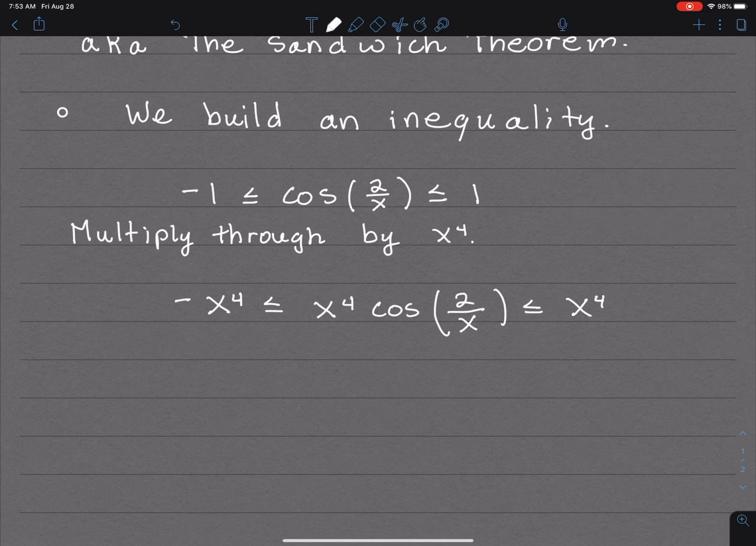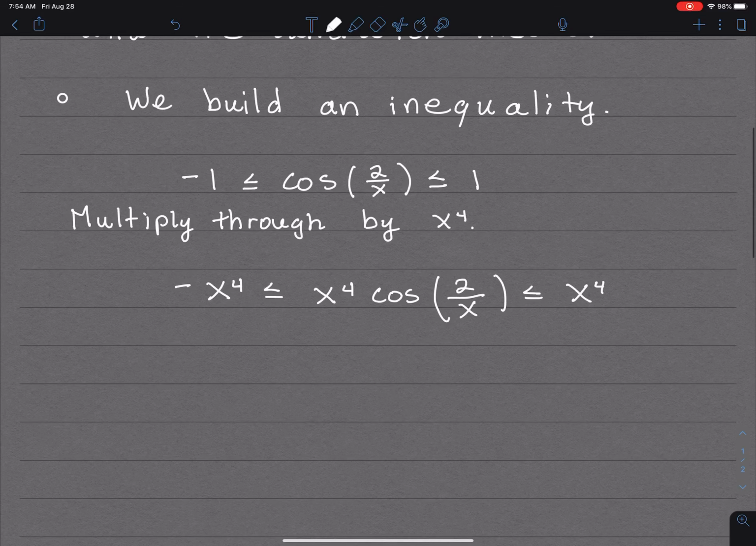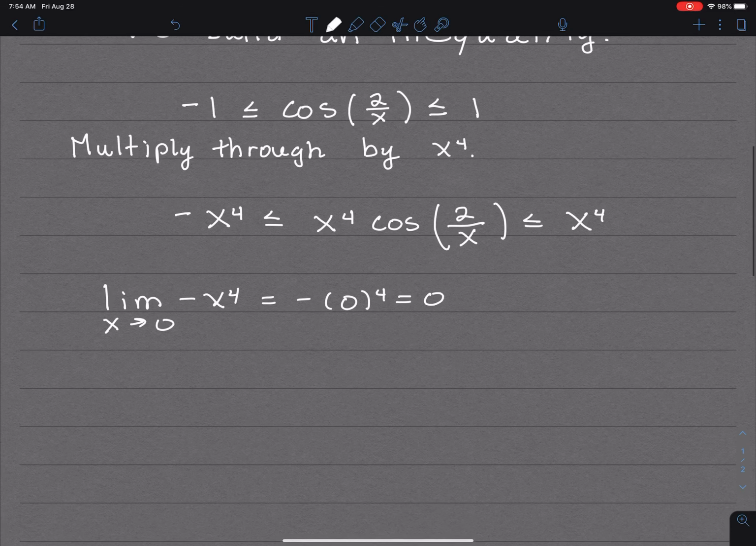I'm just saying that this composition, cosine 2 over x, is not something like the elementary functions you might have studied in pre-calculus. 2 over x is simple, an elementary function, and cosine is an elementary function. The composition makes something more involved. But we're comparing it to x to the fourth, which is a polynomial, and those are functions for which we can easily find the limit. I just plug in 0, and I get that the limit of that outside function is equal to 0.